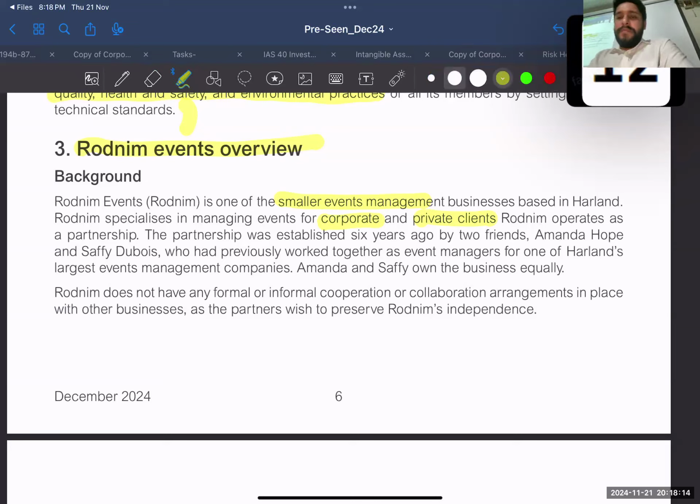Rodnim operates as a partnership. The partnership was established 6 years ago by two friends, Amanda Hope and Sefi Dubois, who had previously worked together as event managers for one of Harlan's largest event management companies. So they worked for the largest event management company, and now they have created their own company. Amanda and Sefi own their business equally. It's very good that they own 50% and 50% of the business. Is it clear to everyone? Are you getting what I'm trying to explain?